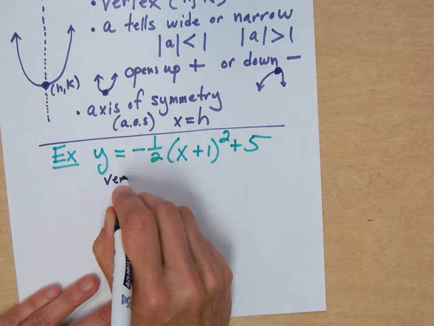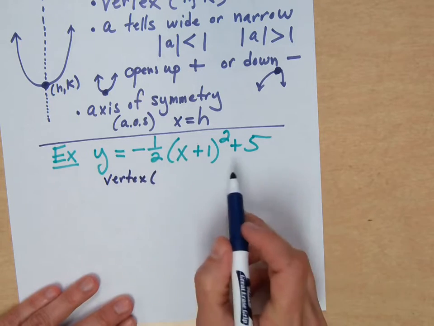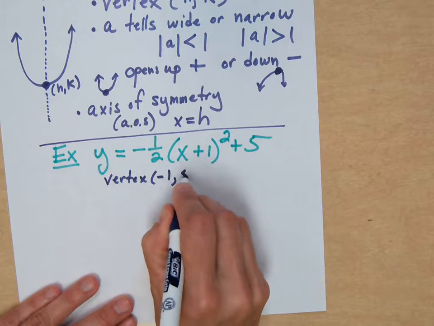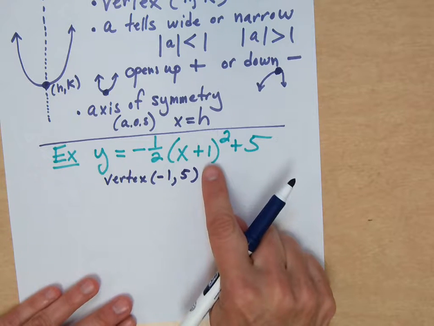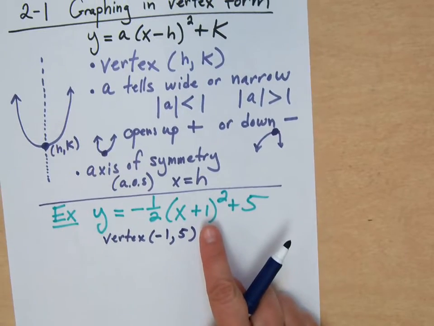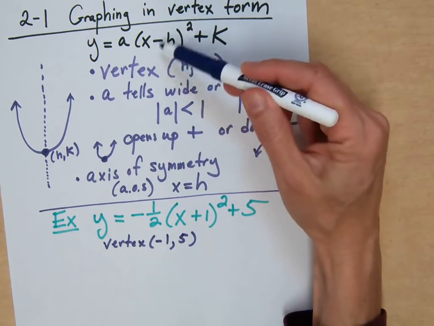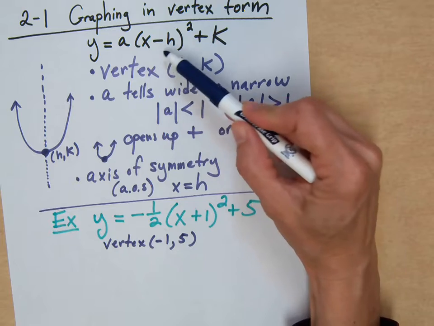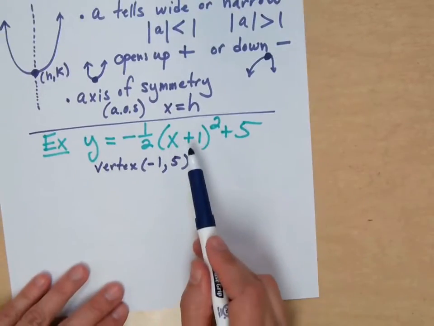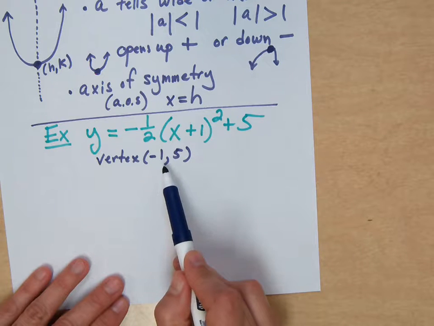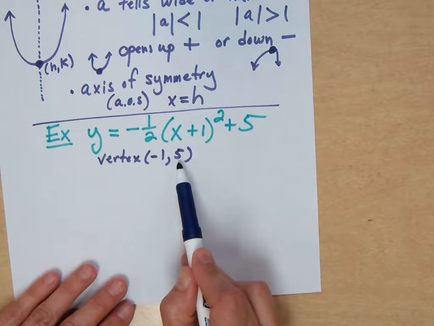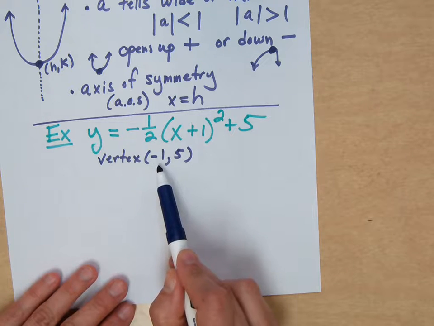What's the vertex? Yeah, negative 1, 5. Get used to the fact that h is going to be the opposite of what you think, because look at the equation. It doesn't say x plus h. It says x minus h. Minus means opposite. So whatever number you see here, it's the opposite. So get used to that. It shifts it left 1 and up 5. The vertex is to the left 1 and up 5.